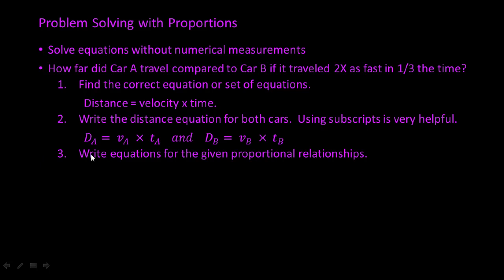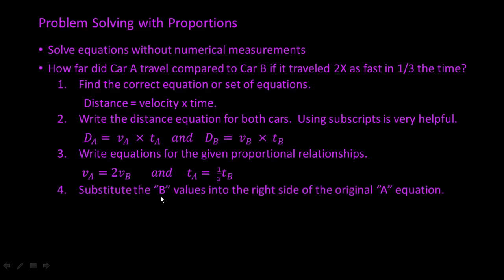Step 3, we need to write the equations for the given proportional relationships. So we have to go back to the word problem, and that tells us that the velocity of car A is twice the velocity of car B. And this is how we write that as an equation. Similarly, the time car A was traveling is equal to 1/3 the time car B was traveling.